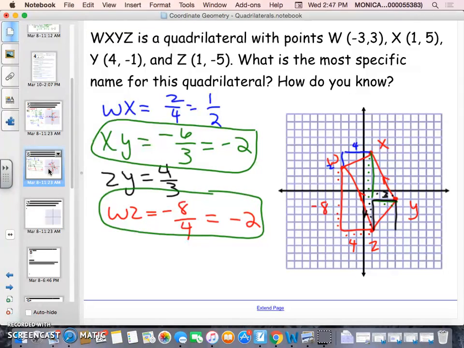Now the next thing I can do is look a little closer and see, are my legs, the sides that are not parallel to each other, congruent? And when I look, I know they're not going to be congruent, because this one has 2 squared plus 4 squared, and that's not going to be the same as 4 squared plus 3 squared. This one's going to be much larger than the other one. So I'm just looking at a basic trapezoid.